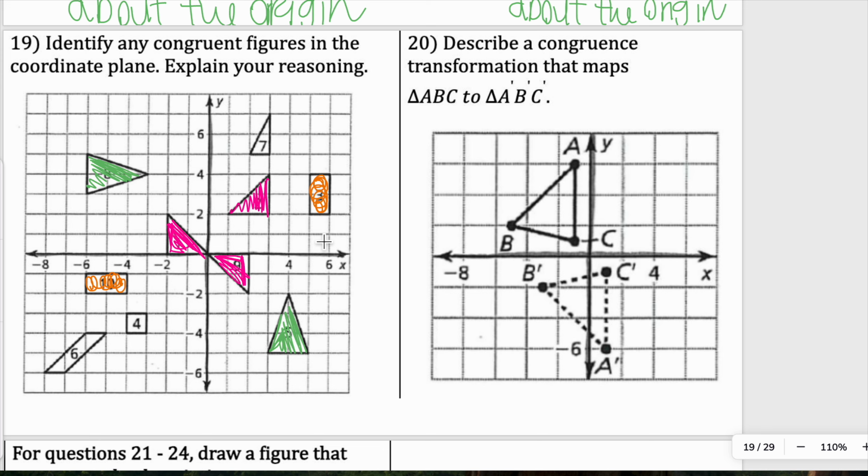Number 20 is when you're describing what happens for the congruence transformation that gets A, B, C to A prime, B prime, C prime. For this one, I started with a translation of x plus 2 and then y plus 0. And then I reflected over the x-axis. Some of you could have started with the reflection over the x-axis and then done your translation of plus 2 for your x, and that would have been fine as well.